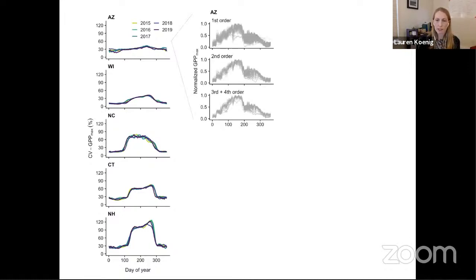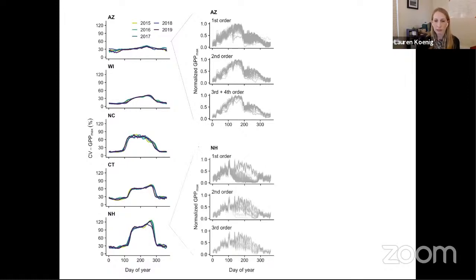And what this looks like is that across the network, contributing stream reaches really follow a similar or synchronous pattern in light and therefore in potential productivity. In contrast, if we consider the other end here, the Lamprey River watershed in New Hampshire, there's a lot more spatial heterogeneity, as evidenced by this coefficient of variation, especially during the summer months.